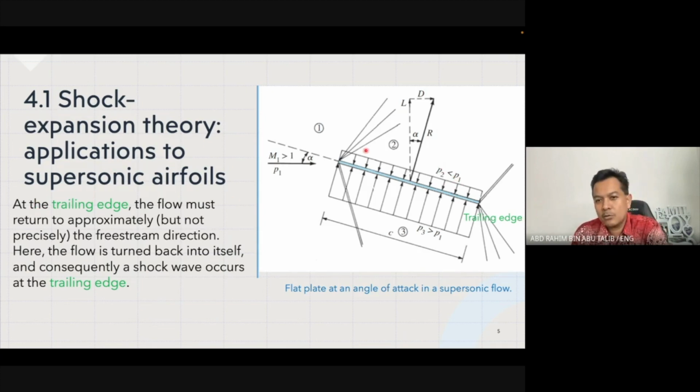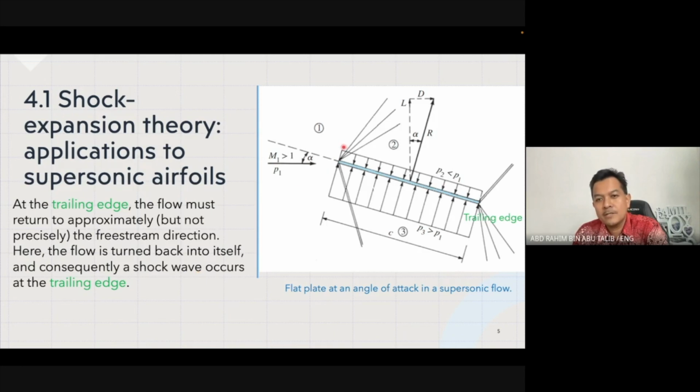So just now we were talking about what happened at the leading edge on the top surface, and now we are going to focus on what happened when the flow continues. This is the trailing edge at the back here. So the flow must return to approximately but not precisely the free stream direction. Okay, so over here the flow is turned back into itself, and consequently a shock wave occurs at the trailing edge.